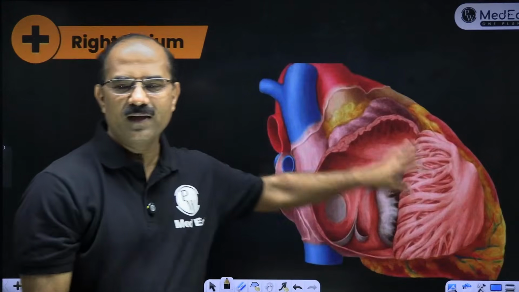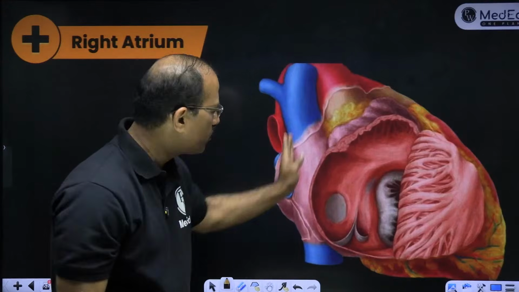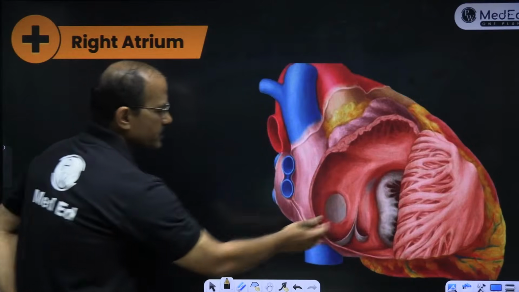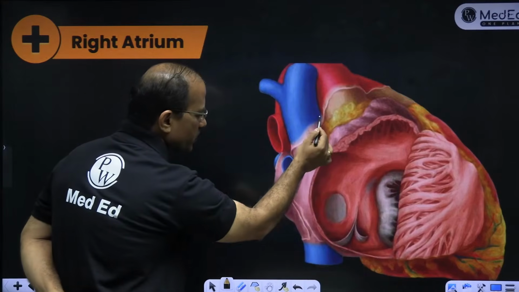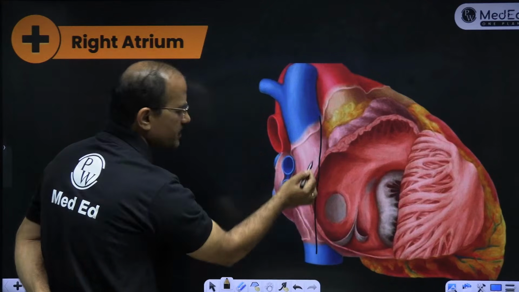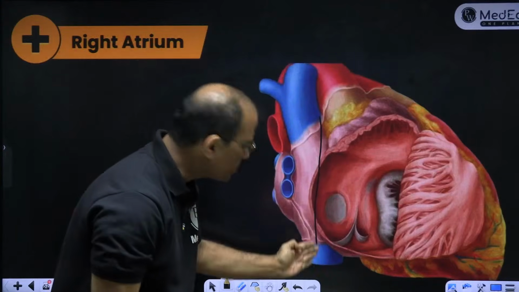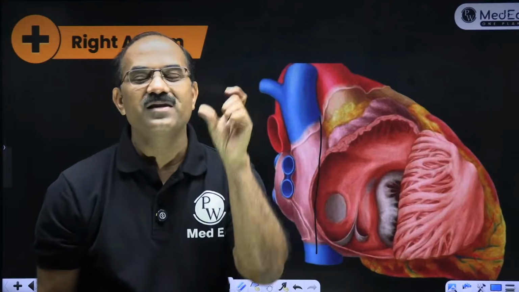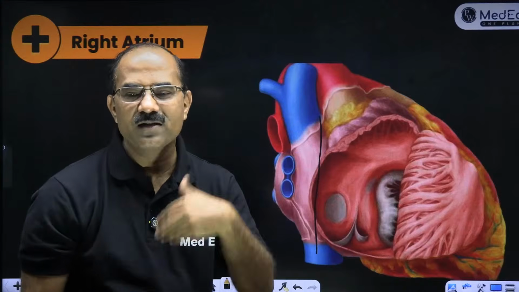Let's see this one. What have we done? We have opened the right atrium. What is this? If you close this, what is this line which joins the SVC to IVC? Tell me the name of this line. This line which joins the SVC to IVC from outside is known as the sulcus terminalis.